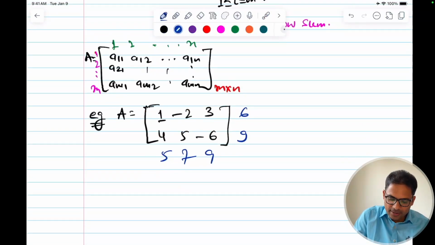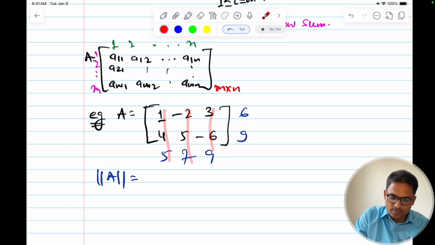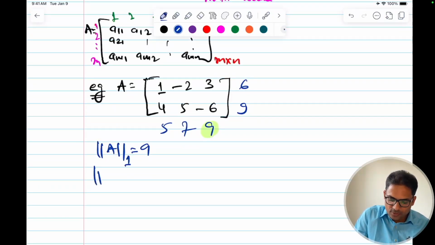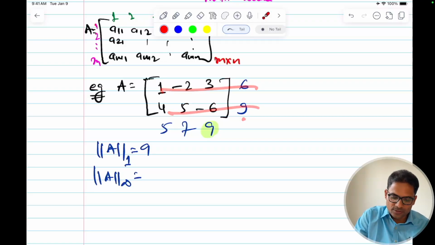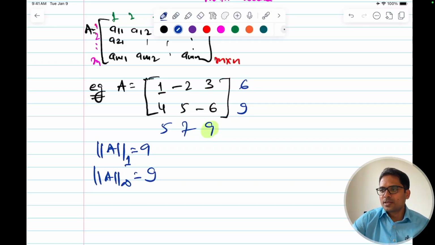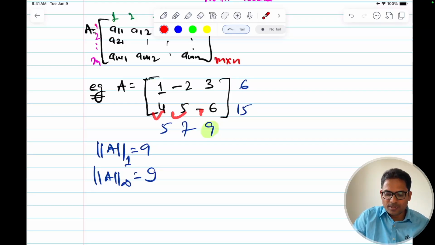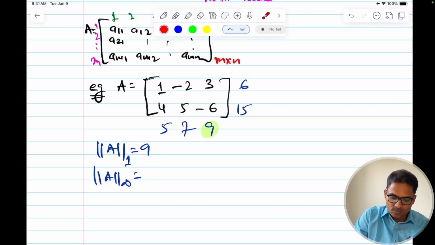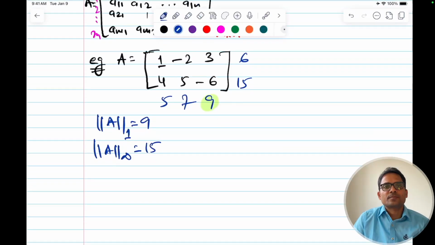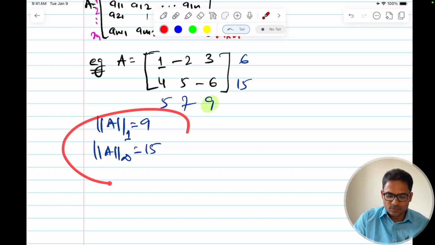So what will be my A1 norm? This will be your max column sum. So this is your max column sum here, so this will be equal to 9. And what will be your A infinity? That is your max row sum. So this will also be equal to 9. Okay, sorry, this is 4, 5, 6, right? So this is 15. Sorry for the maths, 4 plus 5 is 9 plus 6, so this is 15. That's what I thought, how can both of them be 9? Okay, so this is what it means.